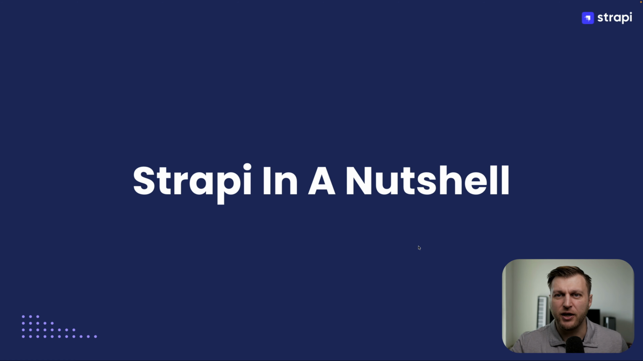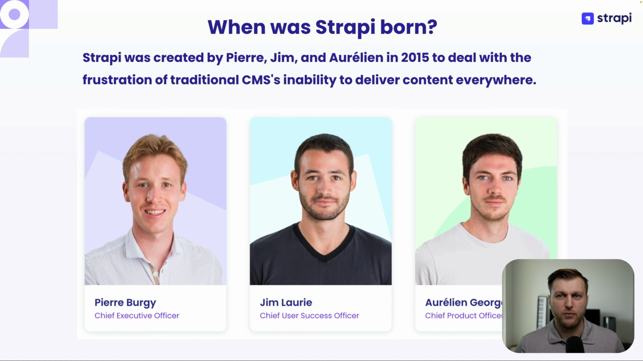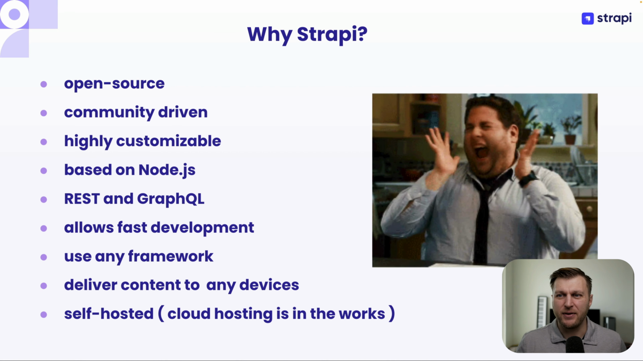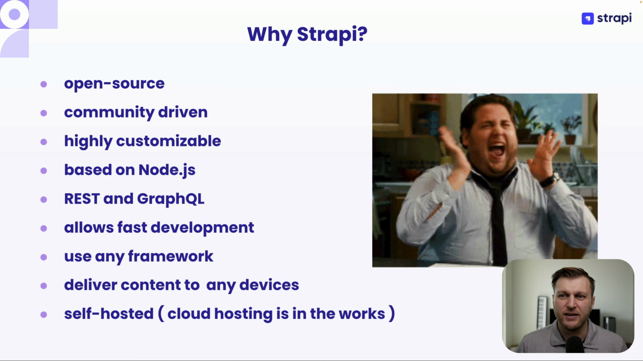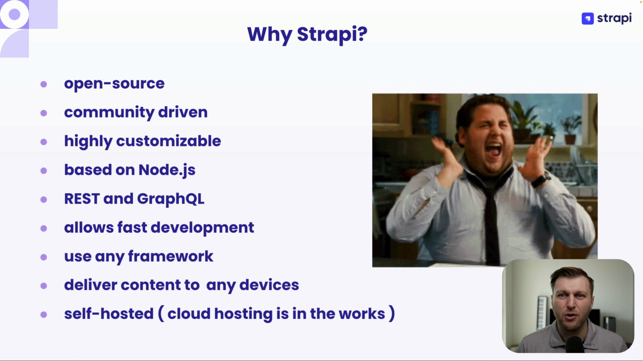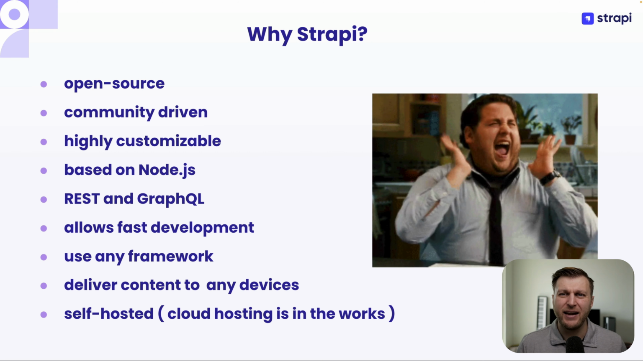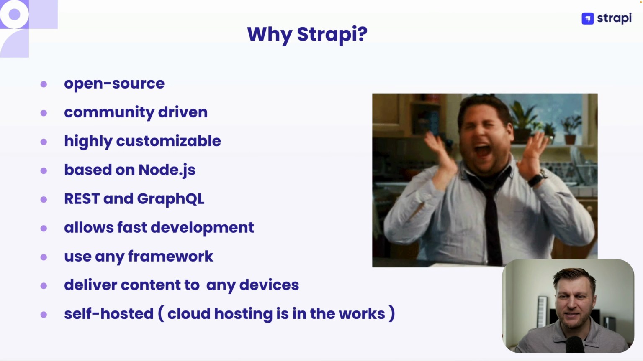So Strapi in a nutshell. It was created by Pierre, Jim, and Aurelien in 2015. They were frustrated with the status of traditional CMSs and not having the ability to share content everywhere. The most important things that I love about Strapi: it's open source, community-driven, highly customizable, based on Node, provides both REST and GraphQL, and allows fast development. You could use any framework as your front end, literally deliver content anywhere. And you could have it be self-hosted, or now we're going to have our cloud offering.